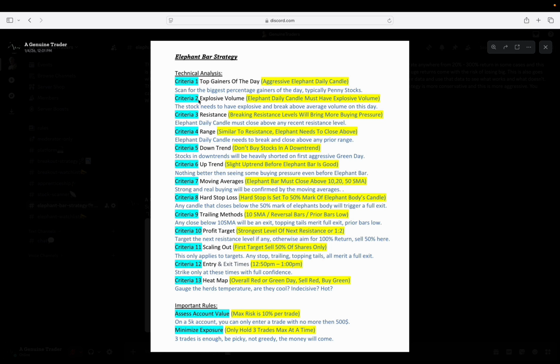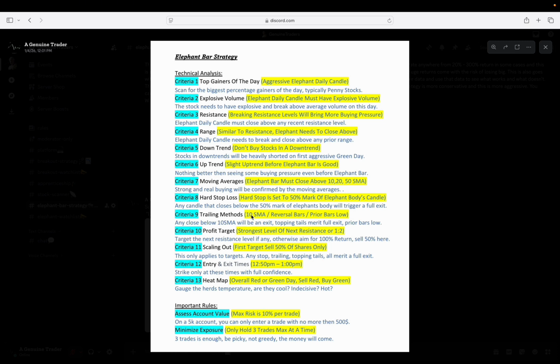You look at the top gainers, explosive volume, some form of resistance that is broken, or range, whatever you want to call it. A downtrend, don't go long something that is in a downtrend. Uptrend, so this would be ideal. Moving averages, of course, the elephant bar needs to close above all the moving averages with the exception of the 200 moving average, but if it does close above it, then that's even better. Hard stop loss, so this isn't necessarily a hard stop loss per se, it is a mental stop loss, but I'll go over what I mean by a mental stop loss / hard stop loss in just a second.